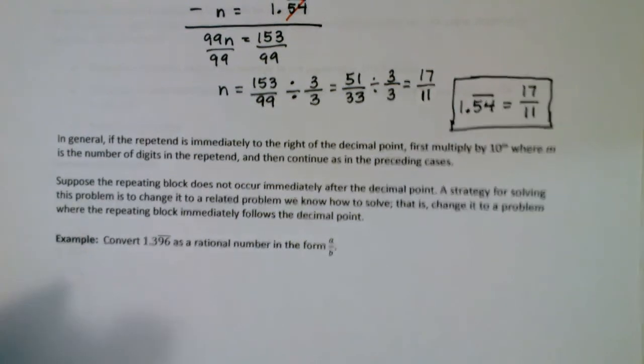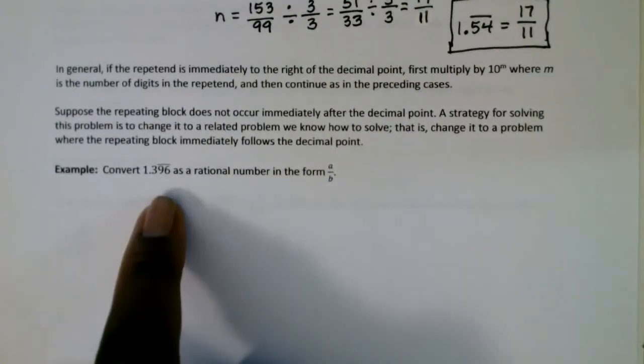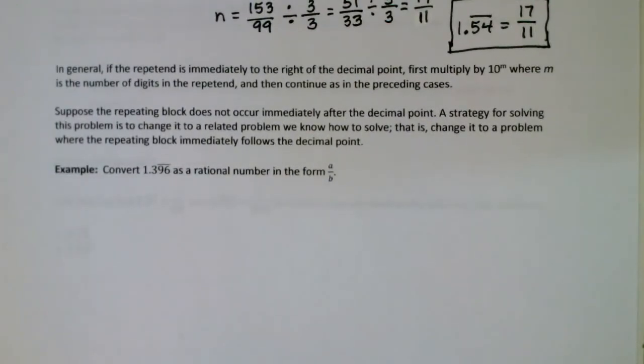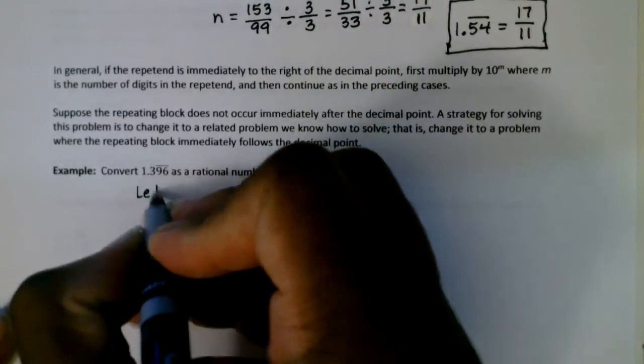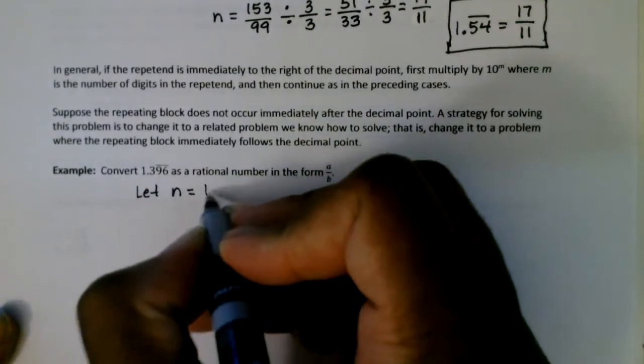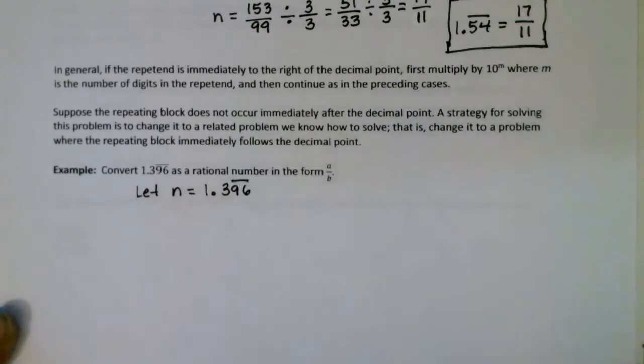Like in this example, here we got 1.396, where only the 9 and the 6 repeat. And we want to convert that to a rational number in the form of a over b. All right, so how are we going to do that? Let's start by letting n equal 1.396, where only the 9 and the 6 repeat.